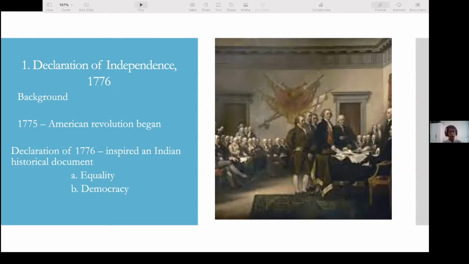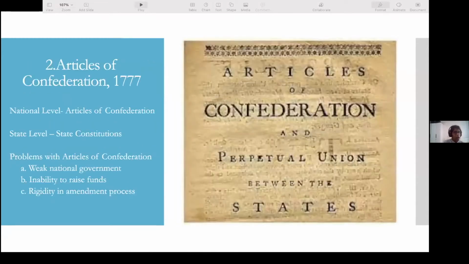This, in fact, inspired an Indian historical document, which we will look at when we look at the Indian Constitution making process. I would ask students to keep an eye out for that document. So this Declaration of Independence had 2 key points. One was that all men are created equal and that people have the right to choose their government. This equality clause, while it was there in the Declaration of Independence, didn't make its way to the American Constitution that was adopted in 1787. But we'll see how that plays out in a bit.